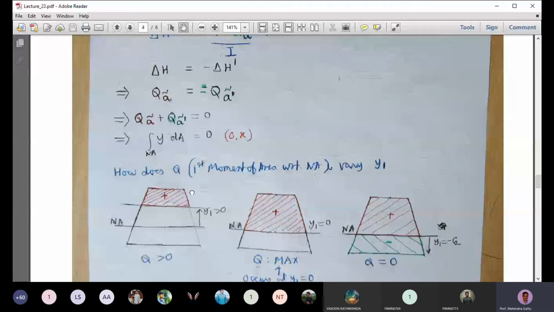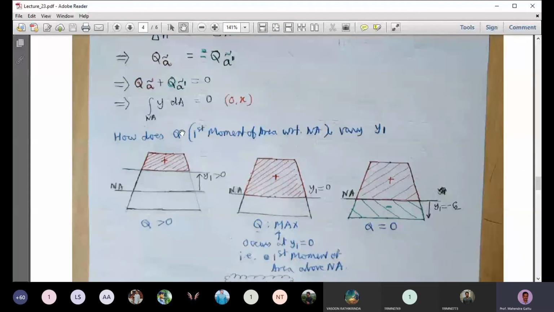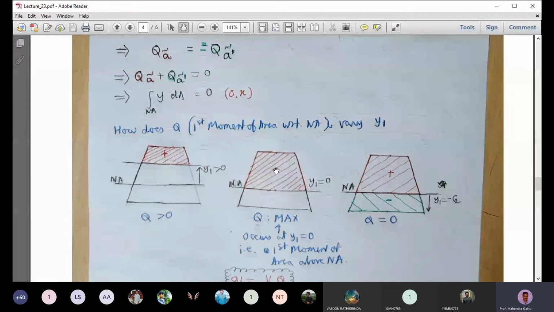So let's look at what will happen to the q value as we move that horizontal section towards the neutral axis. Here we cut a cross section at distance y1 which is greater than 0, and we have this shaded area, and for this shaded area we have q greater than 0. As we move still further downward, and suppose we move to the neutral axis, then we'll reach the maximum value of q. At that point we'll get the maximum shear flow.